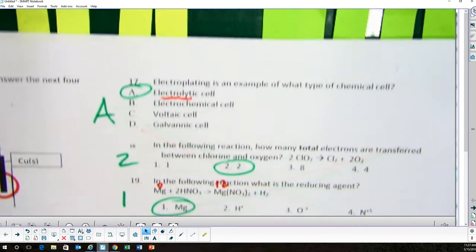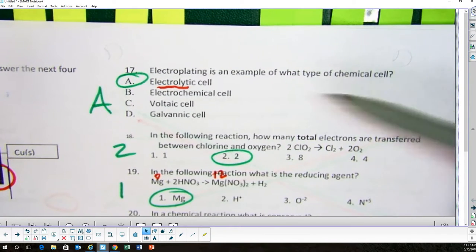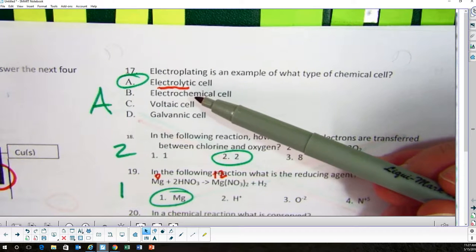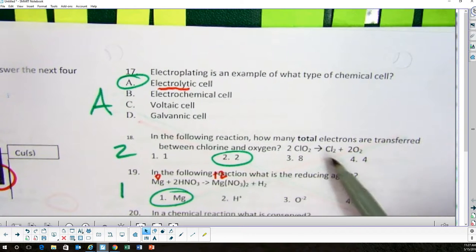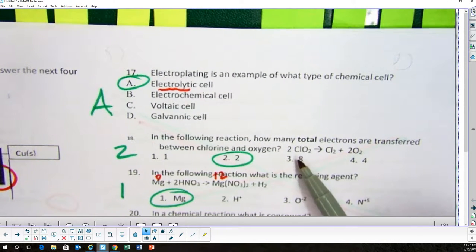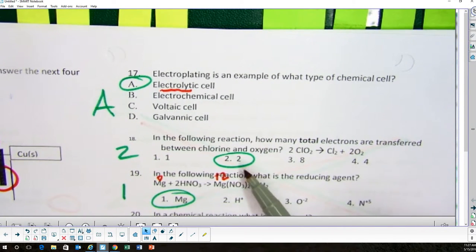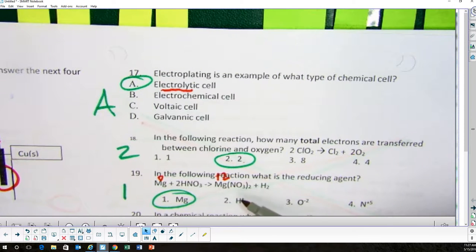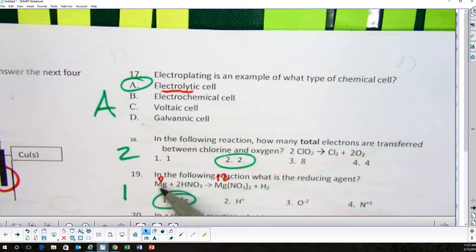Number 17, we get to electroplating as an example of what? An electrolytic cell. That's the one that needs electricity. Number 18, the total electrons. Well, if I look at here, I've got 2 chlorines going to 2 chlorines, and I know chlorine goes from a -1 to a 0, so that's 2 electrons that are moving there. That's why the 2. On number 19, what is the reducing agent, so that would be what's oxidized, becomes more positive. Magnesium goes from 0 to plus 2.